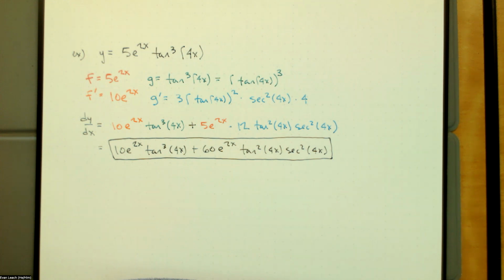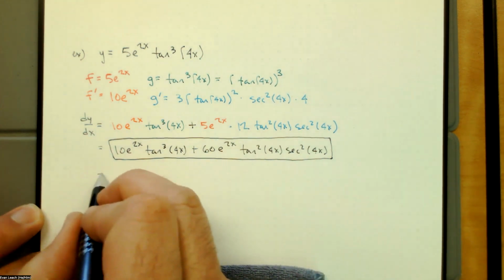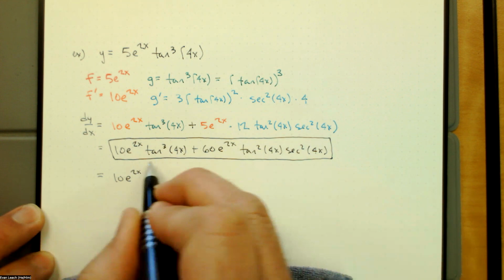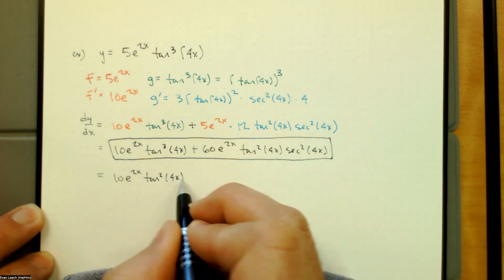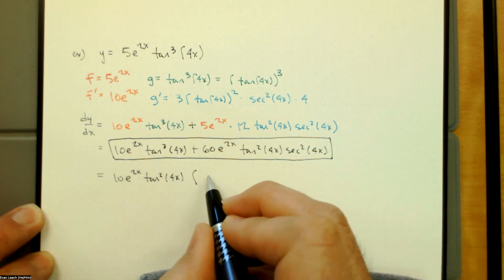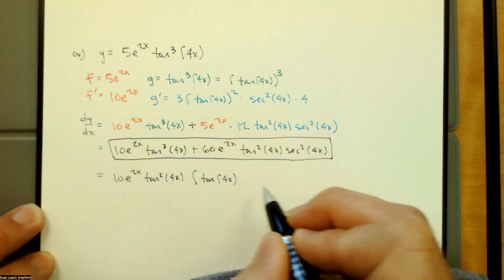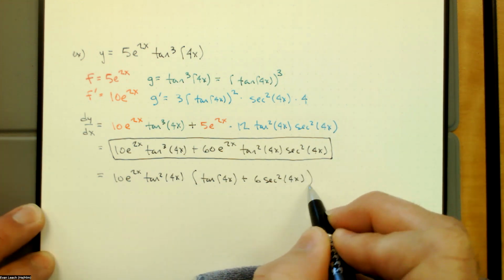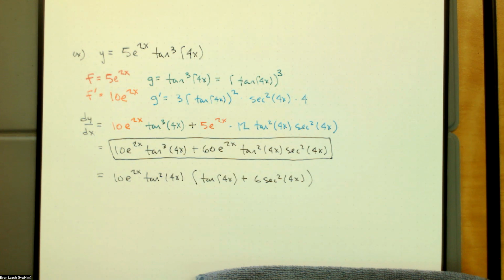Now, when you go to check the answer online and a computer does the problem, the computer might be like, oh, let me try to clean that up for you. And notice that there's a common factor of a 10. There's a common factor of an e to the 2x, and there's actually a common factor of tangent squared. So you might see something with all this factored out, leaving just a tangent of 4x plus 6 secant squared 4x. So the good news is there's a lot of ways that we could end up writing our final derivative. The bad news is there's a lot of ways we can end up writing our final derivative. Whether or not we recognize that is a function of our algebra skills.